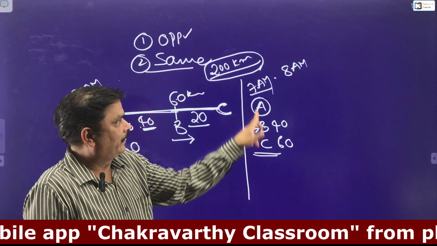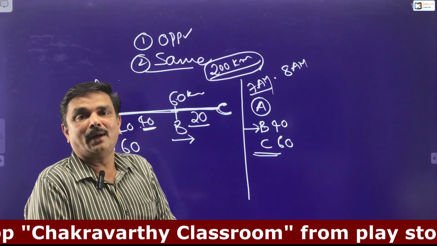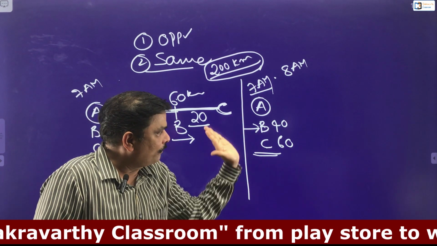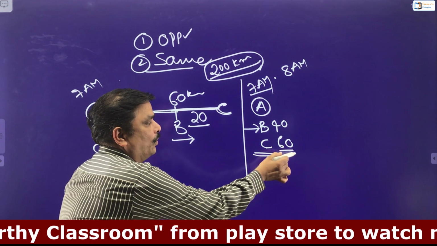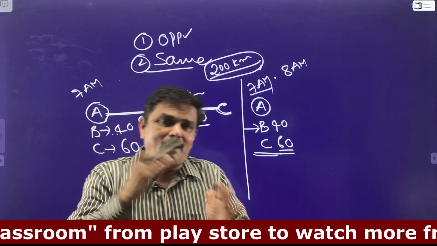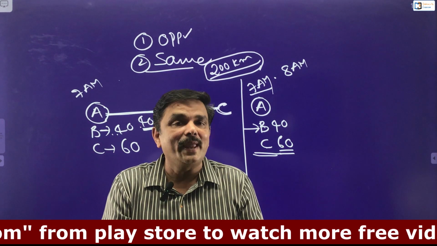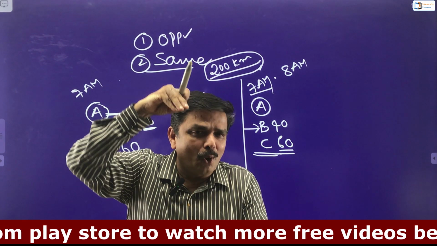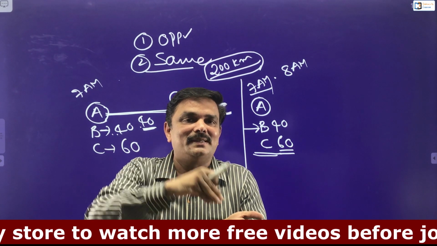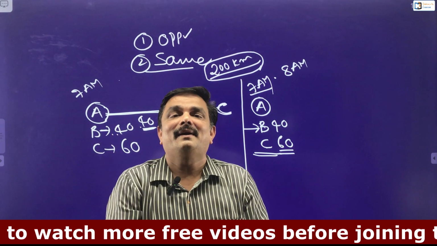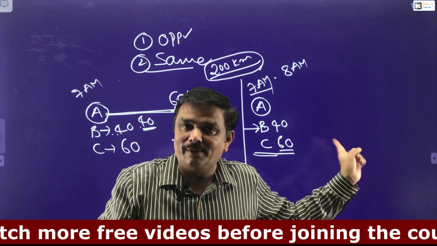Bus starts at 7 a.m. with 40 kilometers per hour. After 1 hour car follows the bus with 60 kilometers per hour. When the car is going to catch the bus on the way? Here purely relative concept is going to be applied. Now you are going to understand it very, very clearly.